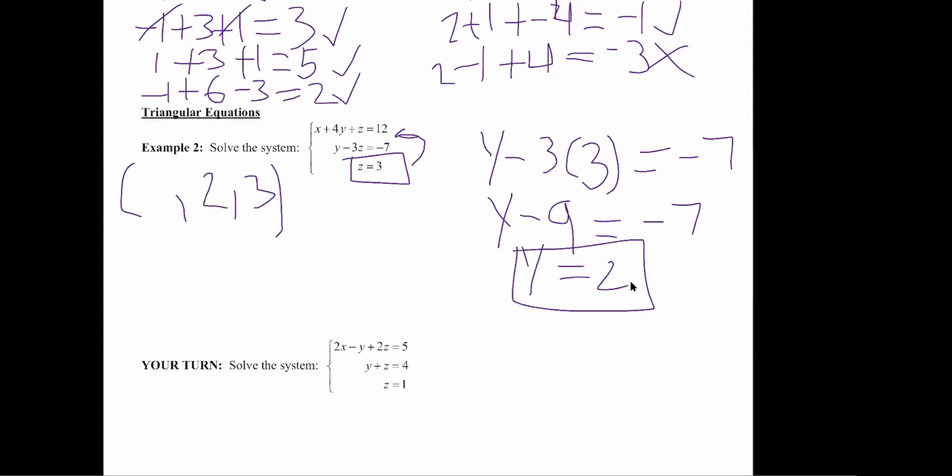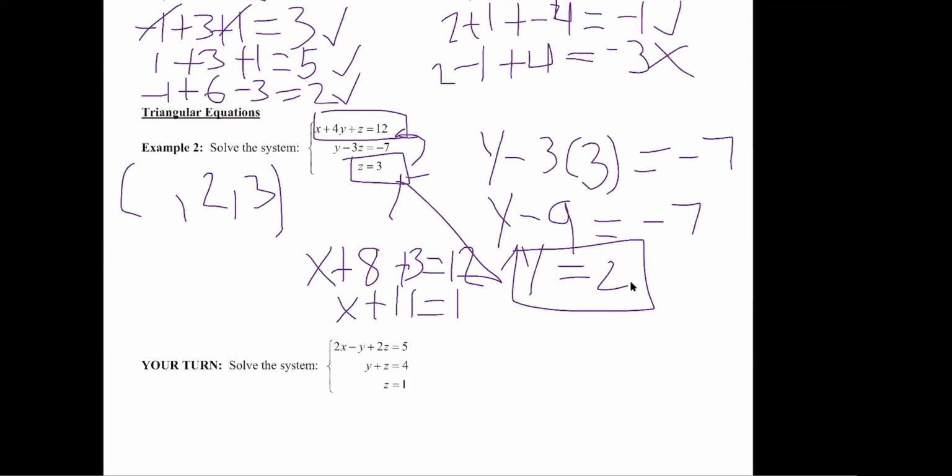So that's our y. And now that we know our y and z, we can plug that into this top equation and isolate the x. So we would have x plus 4 times y, where y was 2, so that would be x plus 8, plus z, where z was 3, equals 12. So that would be x plus 11. And then if you subtract, you would get x equals 1. So our answer would be 1, 2, 3. And you could plug it into those and see it works.